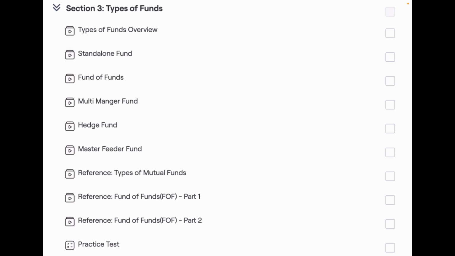Although all the funds have more or less the same approach to calculate the NAV, you need to understand the fund structure properly, then only the NAV calculation will be easier for you.